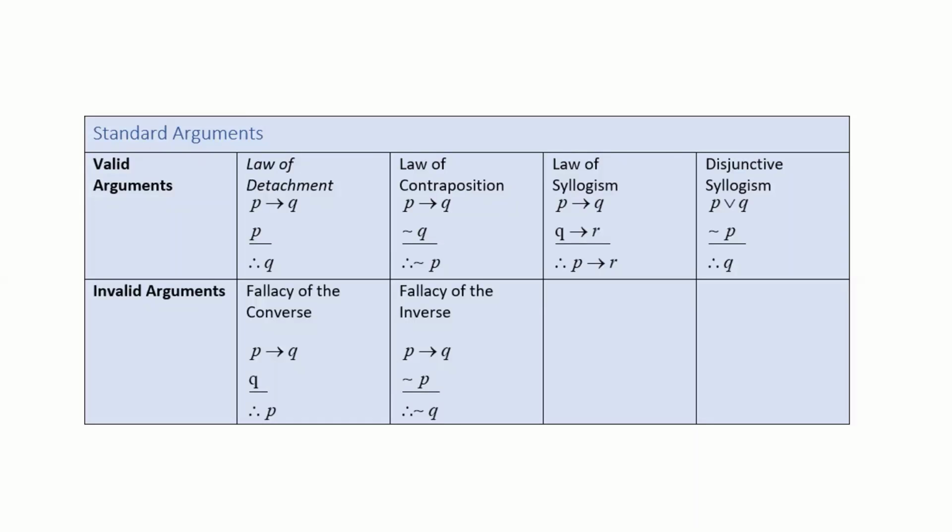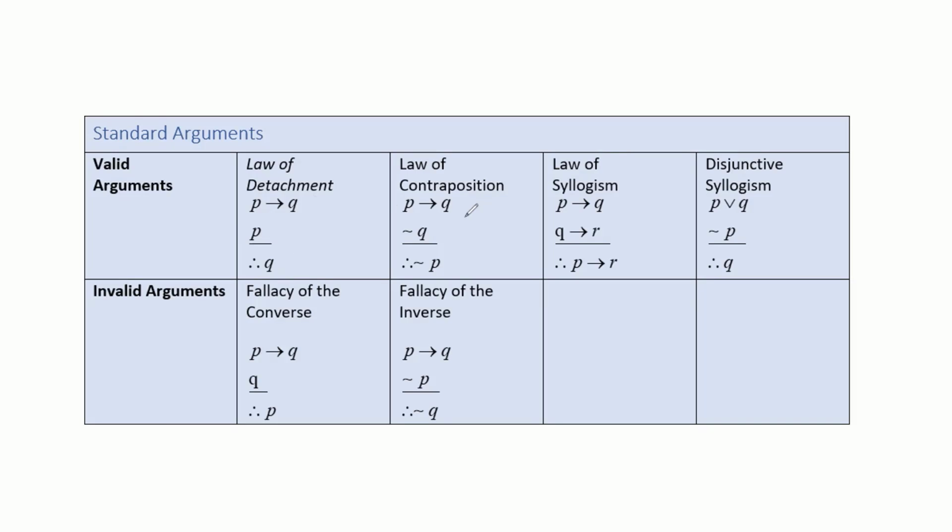Before I start problem 3, I'm going to go through each of the valid and invalid arguments. So we have the valid arguments: the law of detachment, the law of contraposition, the law of syllogism, and disjunctive syllogism. And then we have two fallacies: the fallacy of the converse and the fallacy of the inverse. Those are invalid arguments. So the law of detachment says if P then Q, and P implies Q.